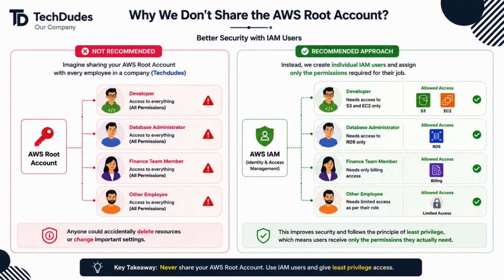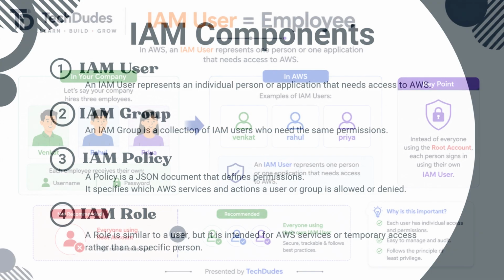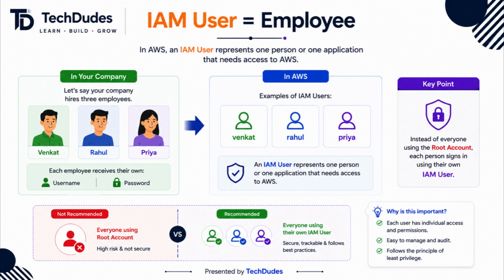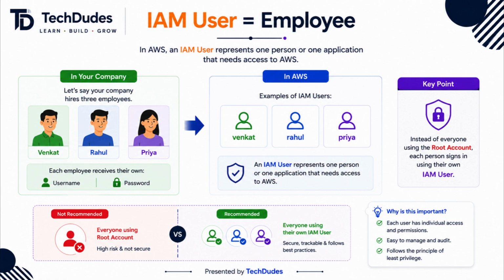Okay, so now let's see IAM components. We have four important IAM components. One is IAM user. IAM user is nothing but an individual user. Let's say your company hires 3 employees, Venkat, Rahul, Priya. Each employee receives their own username and password, right? In AWS also, an IAM user represents one person or one application that needs access to AWS. Example, Venkat, Rahul, Priya.